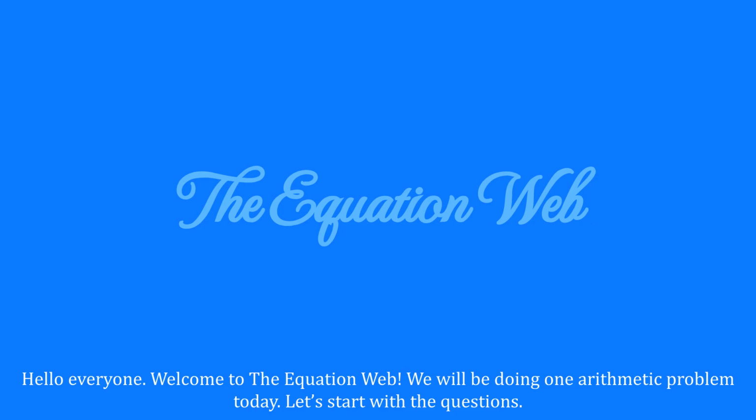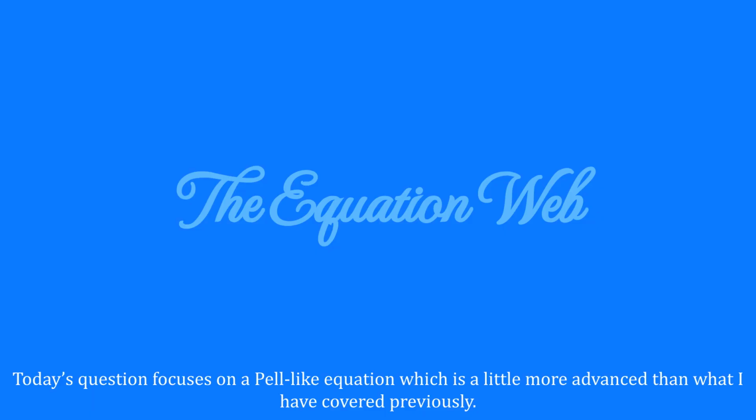Today we will be doing one arithmetic problem. So let's start with the question. Today's question will be a Pell-like equation. Pell's equation is an equation in the form x squared minus ny squared equals 1. Our question will be a little different from that form, but it is the same topic. And this is a little bit more advanced than what I have previously covered.